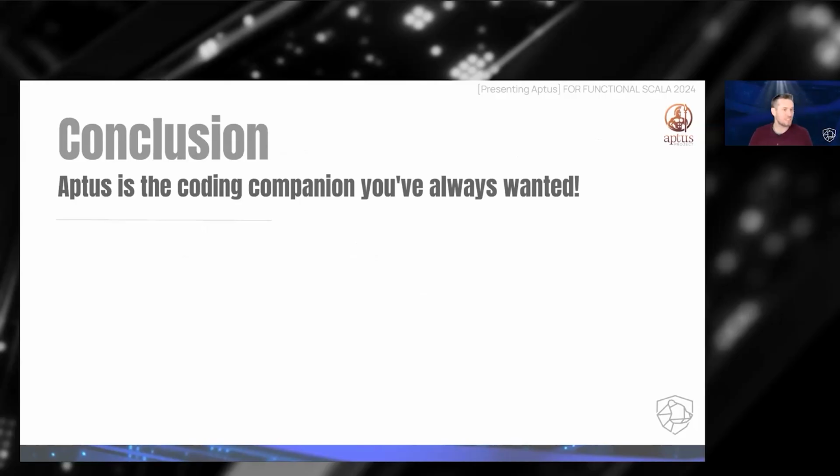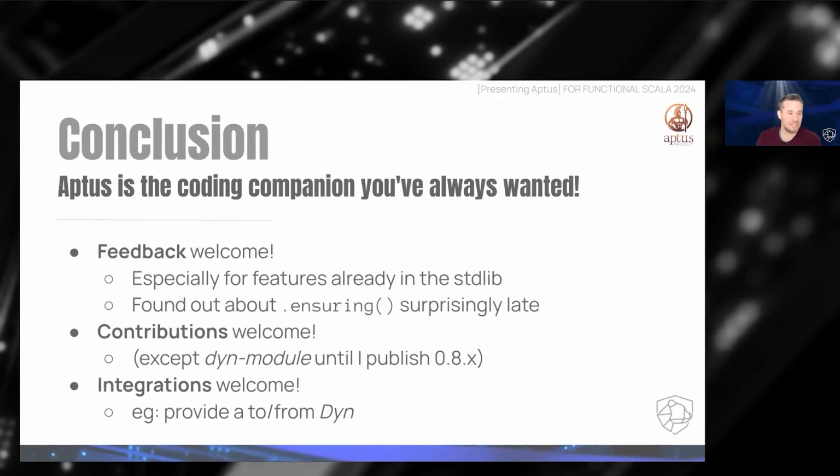So in conclusion, Aptus is the coding companion you've always wanted. I welcome feedback and contributions, with a little exception here: the DIN module. Until I actually publish the 0.8 version, it's going to be too much work for me to work with other people. So let's wait until we have at least one stable version. And integrations, if you want to add, for instance, a to/from DIN, or if you want to have some of your collections extend items, that would be really great.